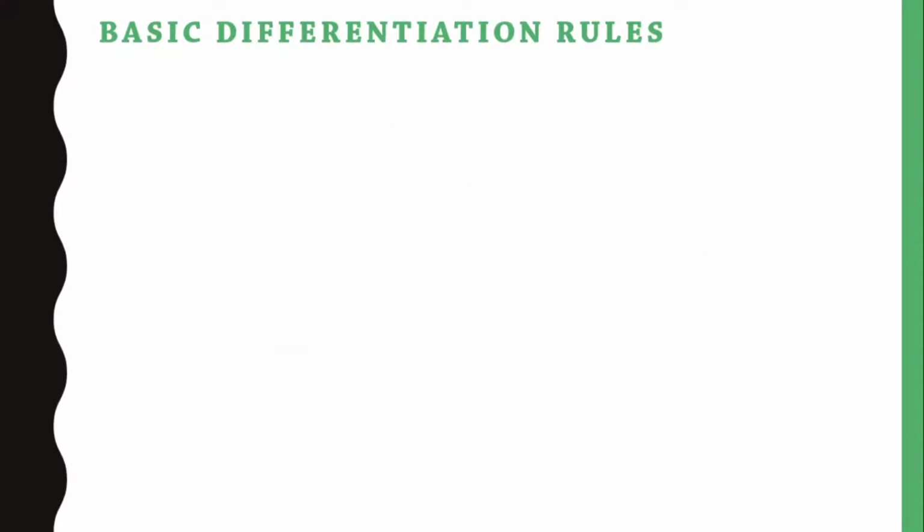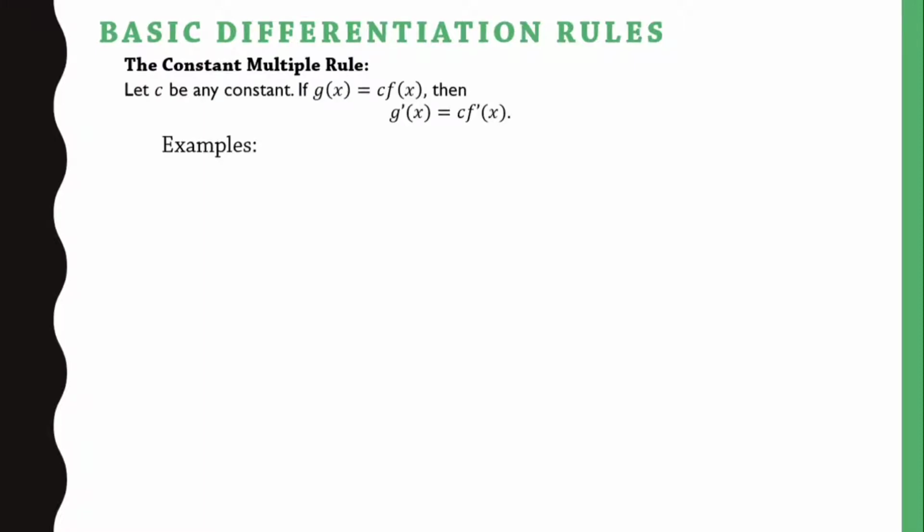The next differentiation rule is called the constant multiple rule. According to the constant multiple rule, take note, c here is any constant. If we have g of x equals c times f of x, then g prime of x will be c times f prime of x. It simply means that if our given function is multiplied by any constant, we simply get the derivative of the function times the constant. Example, we have f of x equals 3x.